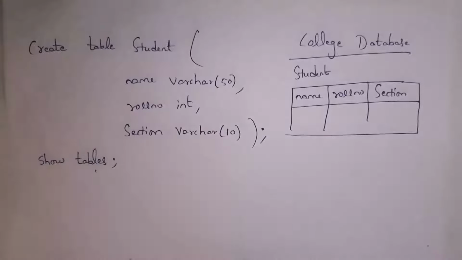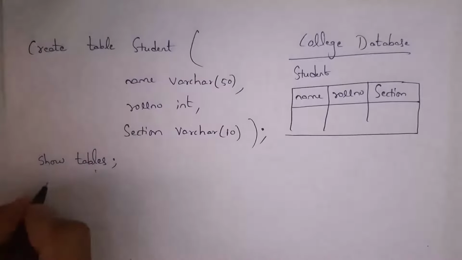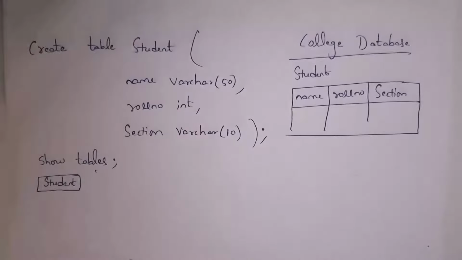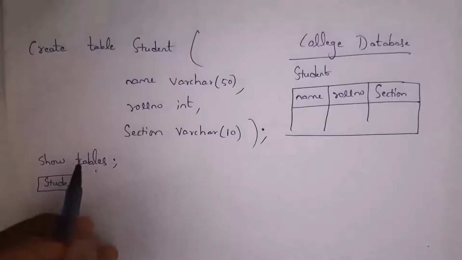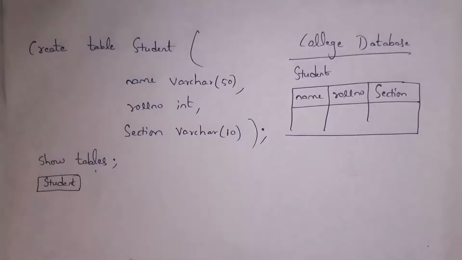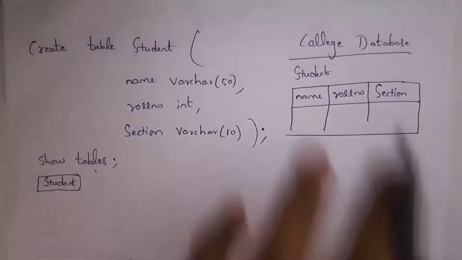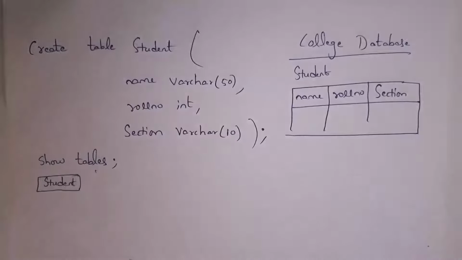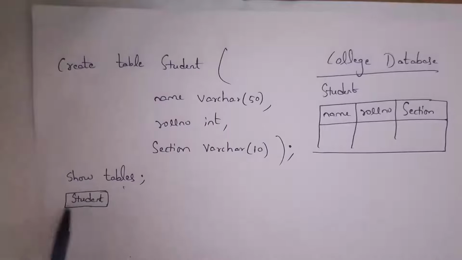So whenever you write here show tables, I will get output, that is student, because there is only one table in my college database. Whenever you write show databases, it will display all databases which is present in my database software. Whenever you write here show tables, it will display all tables which is present in my particular database. For example, there are 10 tables in my college database. So whenever I write here show tables, it will display complete names of all 10 tables which is present in my college database.